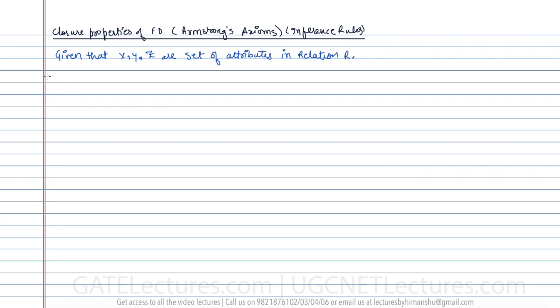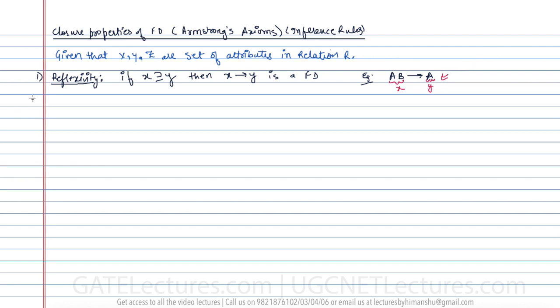The first closure property is reflexivity. So what is reflexivity? If X is a superset of Y, or you can say Y is a subset of X, then X determines Y is a functional dependency. For example, AB determines A is a trivial functional dependency. If AB is represented by X and A by Y, you can see Y is a subset of X. That is why this functional dependency always holds.